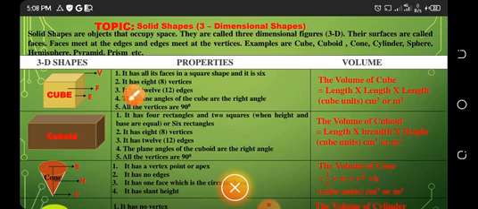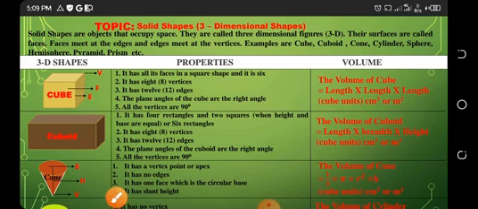Therefore, we are going to look at the name of the shape, the properties, and the formula for the volume of that three-dimensional shape. The first one is the cube. Here I label F for face, and here is a vertex, where two or more edges meet. The face is this place on the cube, and these lines are called edges.